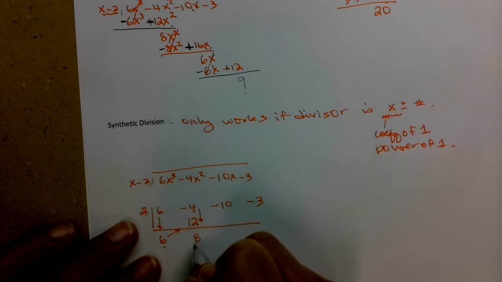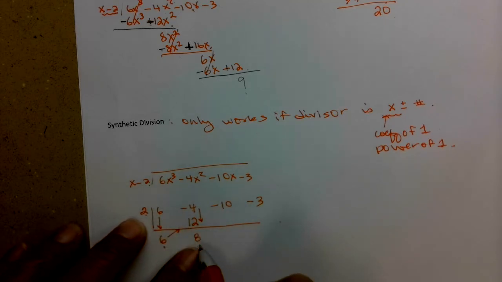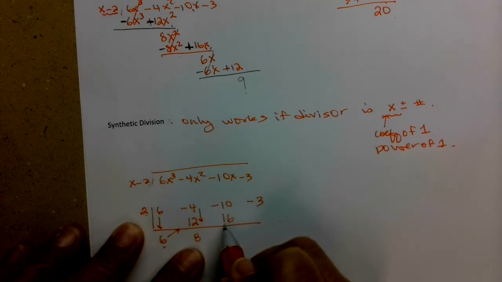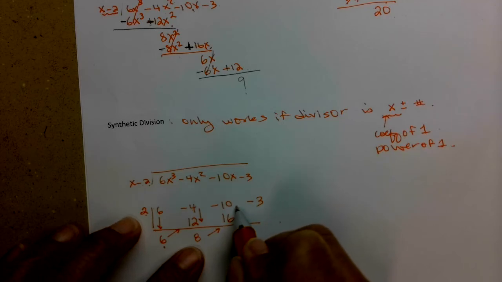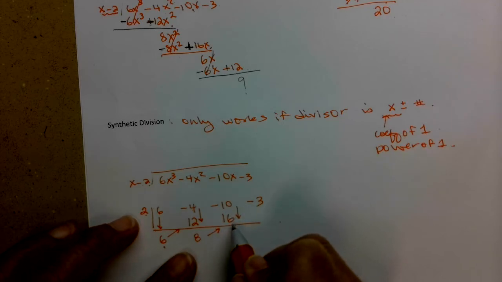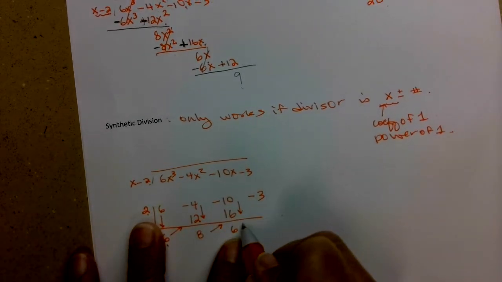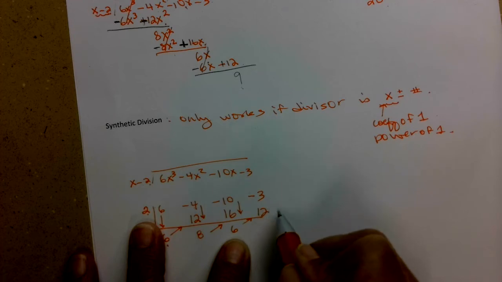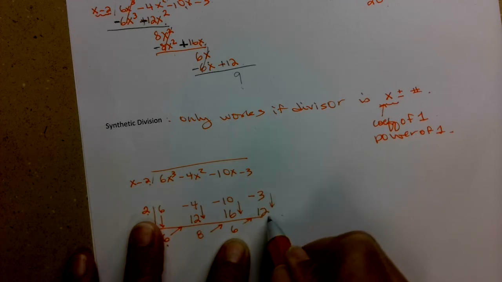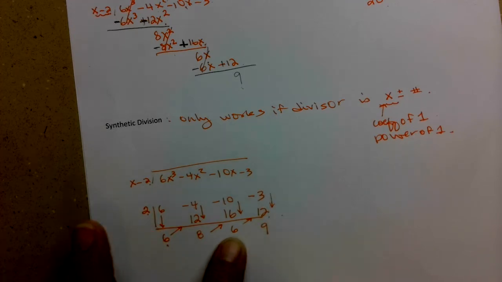And we do it again. 2 times 8 is 16. It goes up and over. And then we add going down. Negative 10 plus 16 is 6. And we go again. 2 times 6 is 12. Up and over. And we add going down. Negative 3 plus 12 is 9.